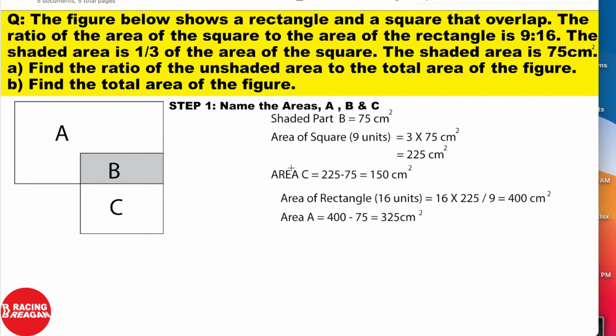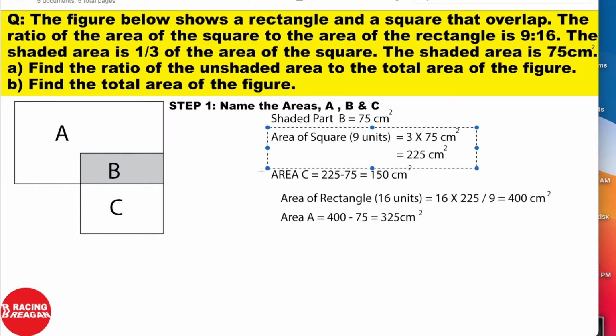If the shaded part, since we call it B, equals 75 cm squared, that means, since the shaded part is 1/3 of the area of the square, you take 3 times 75 cm squared to find the area of the square. So now, in order to find area C, you have to take 225 minus 75.